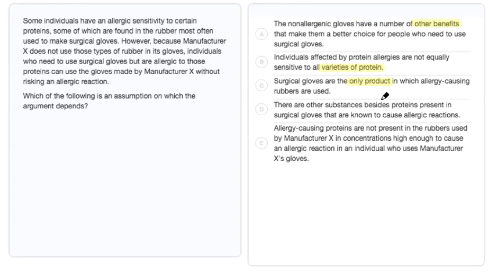If there are other allergenic materials in these gloves, it may not be possible for people to avoid allergies just by switching to manufacturer X's gloves. This weakens the argument, and so it's definitely not an assumption. Choice E matches our prediction. If it weren't true, the argument would fall apart. So this is the assumption, and this is the correct answer.